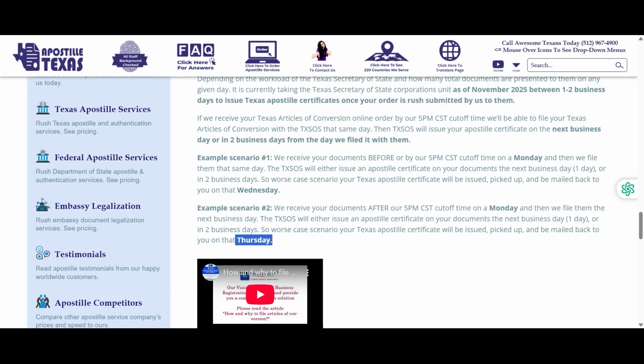It all depends on the Secretary of State on how they're backlogged. But in general, as of right now, as shooting this video, typically it's usually the same day. So if we get your document by 5 o'clock, they'll have it by the end of Tuesday. We'll be able to pick it up and mail it back to you basically the next day. That's 95% of the time.